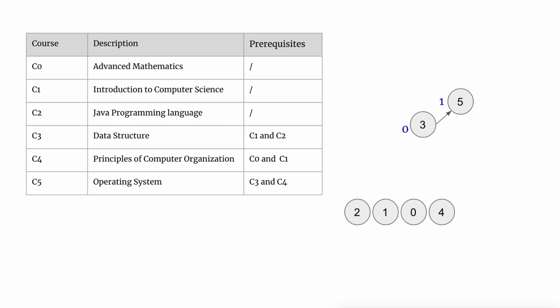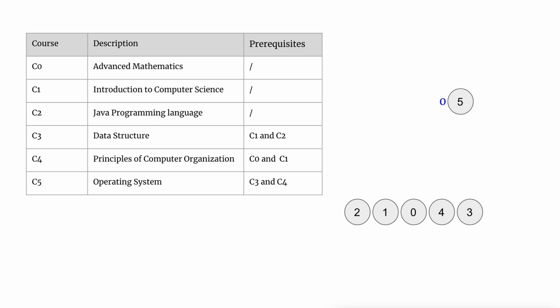To update our graph, vertex 5's in-degree reduces from 2 to 1. I continue removing vertices with an in-degree of 0 from the graph. This time, I pick vertex 3 and add it to our topological sequence.